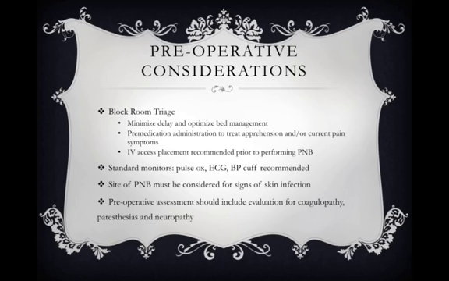And as part of their pre-op evaluation, the site of the nerve block must be considered for signs of skin infection, as this would, first of all, affect the spread of that infection, and two, it can also decrease the efficacy of local anesthetic. And then lastly, the preoperative assessment should also include evaluation for coagulopathy, paresthesias, and neuropathy, as you can have side effects of nerve damage and problems with coagulation during the procedure.